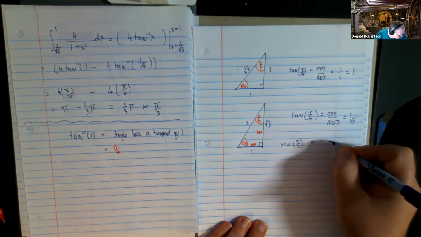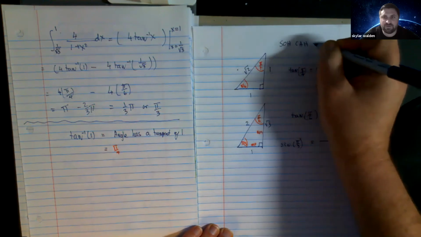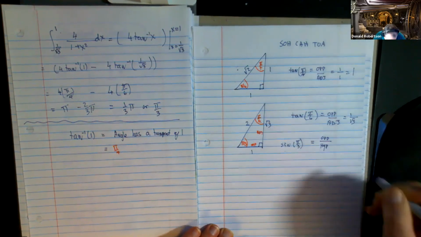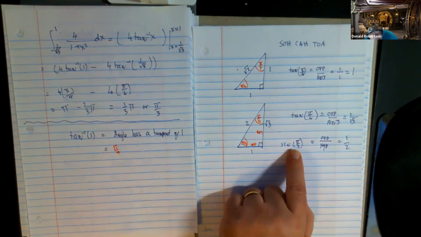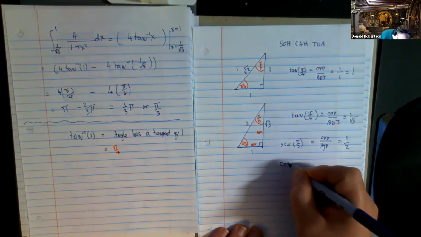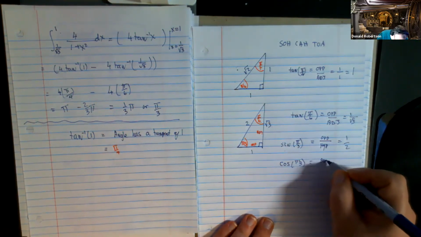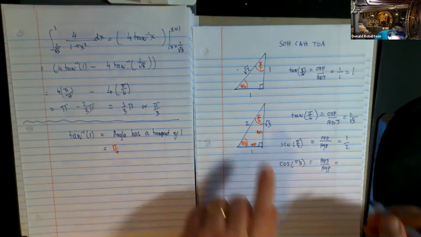According to SOHCAHTOA, what is the sine of an angle? That's the opposite over hypotenuse. Agreed. In this case, the opposite is 1 and the hypotenuse is 2. So if you needed to find the exact value of the sine of pi over 3, it's 1/2. Suppose you wanted to find the cosine of pi upon 3. Well, that's adjacent over the hypotenuse, and that's going to get you root 3 upon 2.